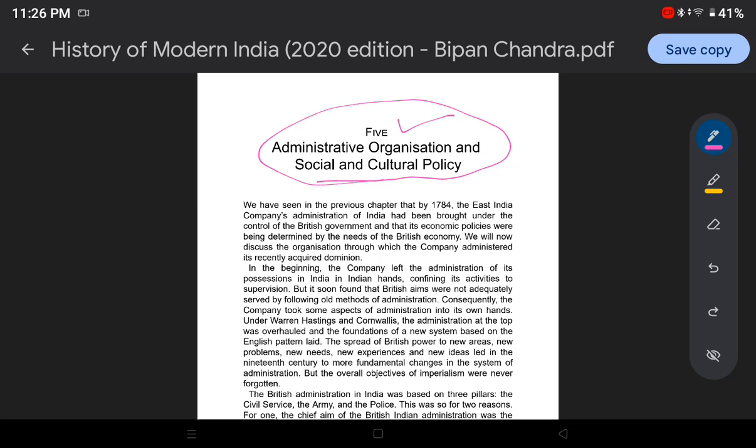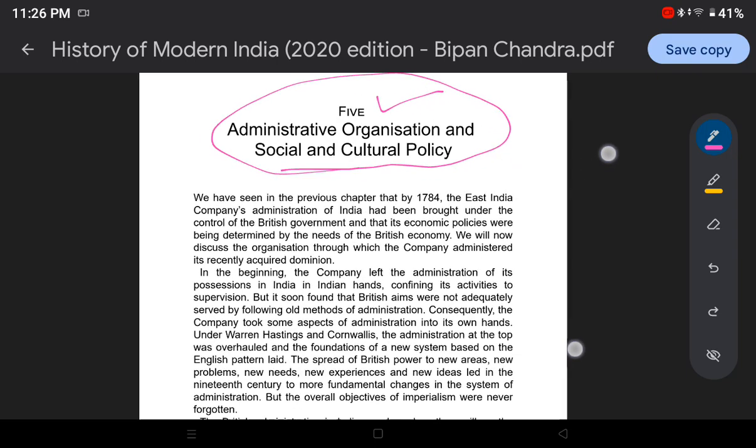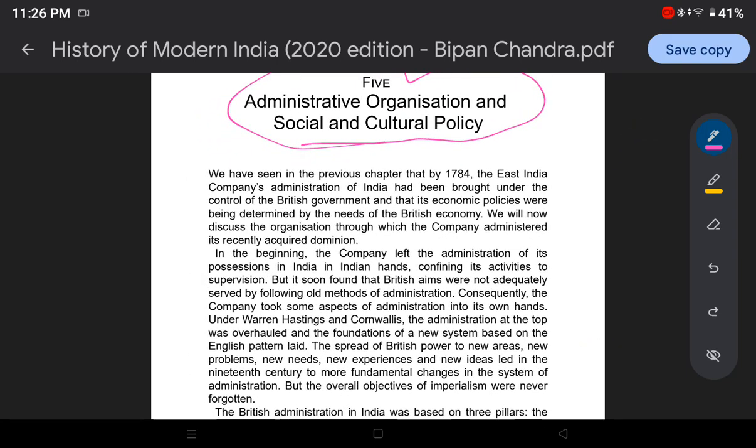We have seen in the previous chapter that by 1784, the East India Company's administration of India had been brought under the control of the British government and that its economic policies were being determined by the needs of the British economy. We will now discuss the organization through which the company administered its recently acquired dominion.